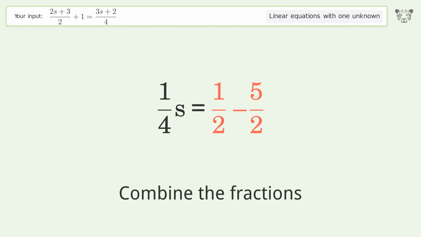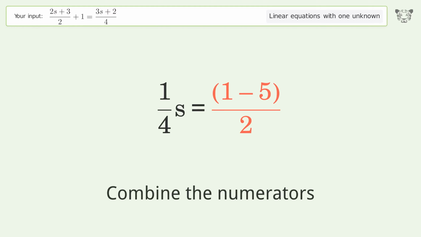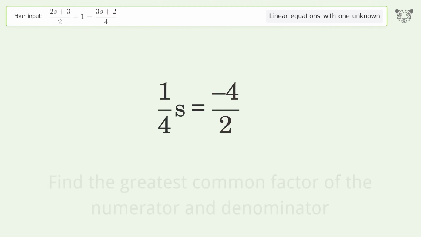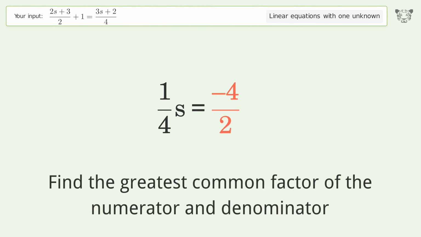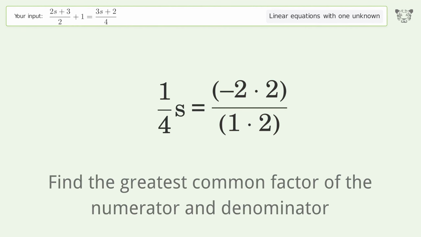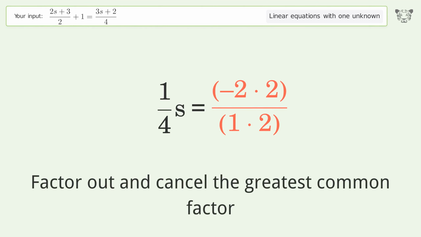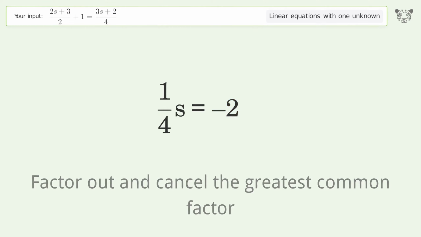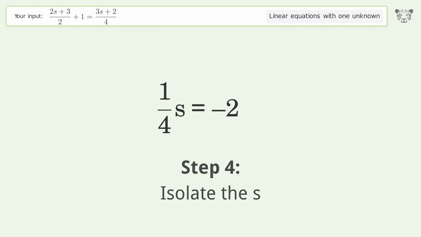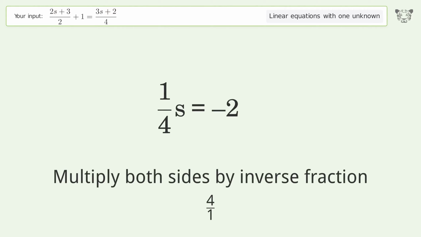Combine the fractions. Combine the numerators. Find the greatest common factor of the numerator and denominator. Factor out and cancel the greatest common factor. Isolate the s. Multiply both sides by inverse fraction 4/1.